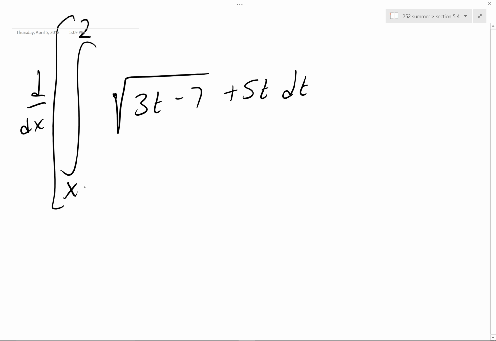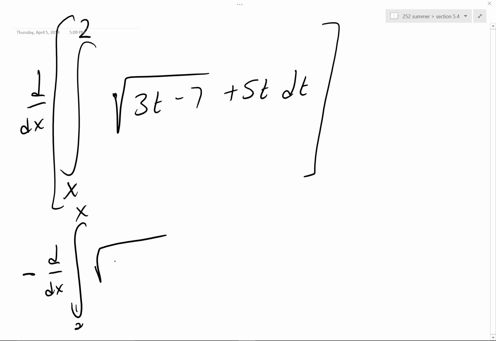Okay, I cannot do this. This needs to be written so that the x is on the top. Now, can I do this? The answer, of course, is, well, sure, you can do it. But you have to change the sign because you're integrating in the wrong order, the opposite order.